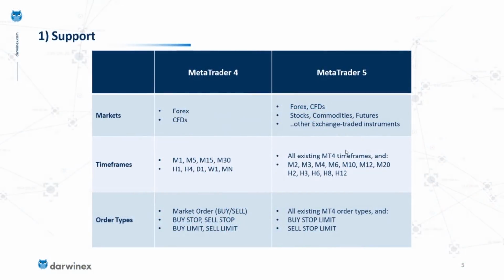So MetaTrader 4 and 5 differ in a few ways. In terms of markets supported, MetaTrader 4 supports Forex and CFDs, whereas MetaTrader 5 supports Forex, CFDs, stocks, commodities, futures, and other exchange-traded instruments as well, due primarily to two modes of operation that exist in MetaTrader 5 as compared to 4. And these are netting and hedging.